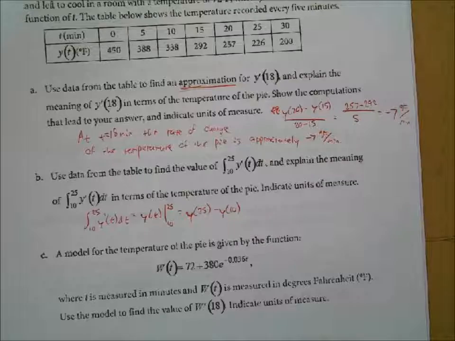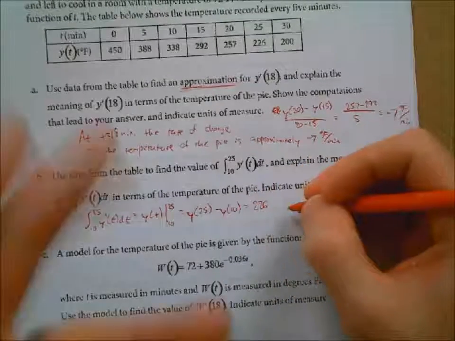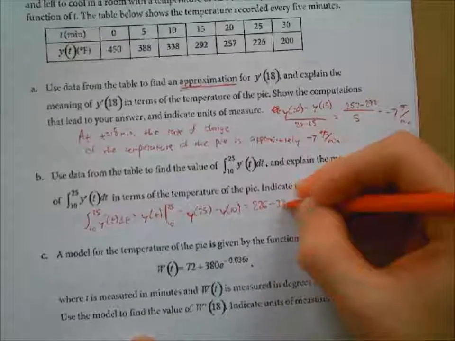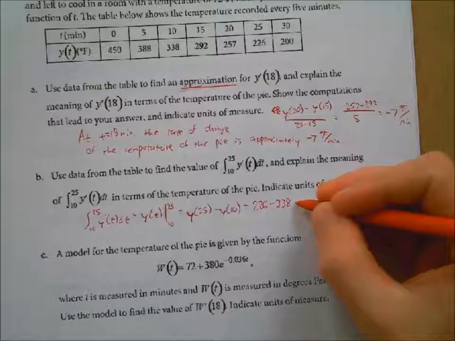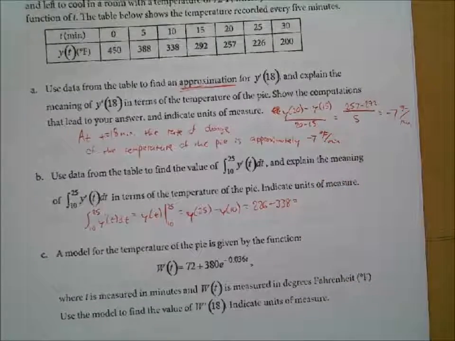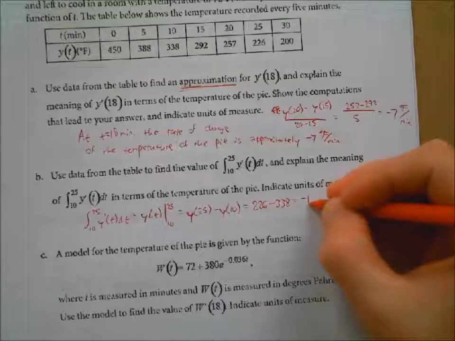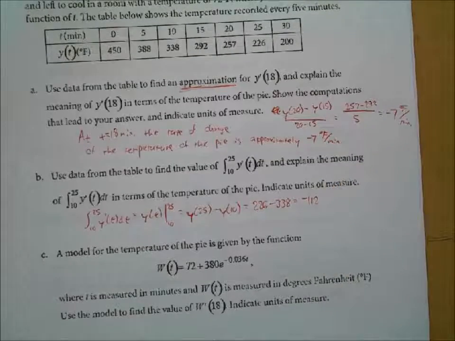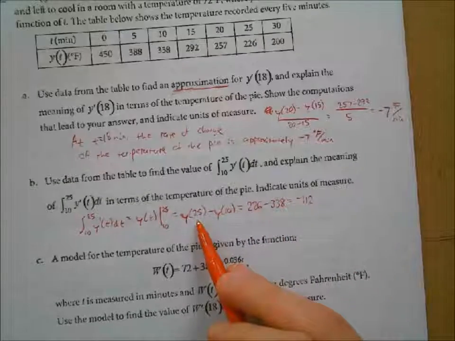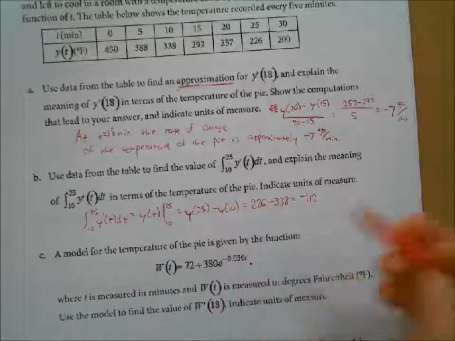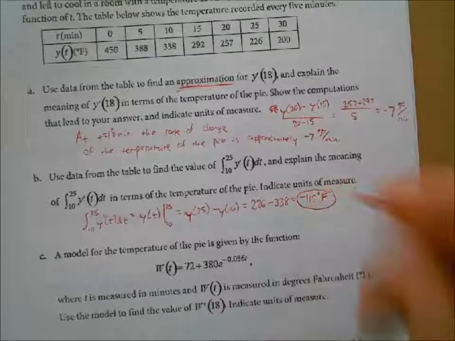What is y of 25? Yeah, 226. And y of 10, we've got in the table right there. It's 338. So 226 minus 338 is negative 112. And what would our units be here? Just degrees Fahrenheit, exactly right. The two quantities we subtracted are both in degrees Fahrenheit. And so then that's the value.